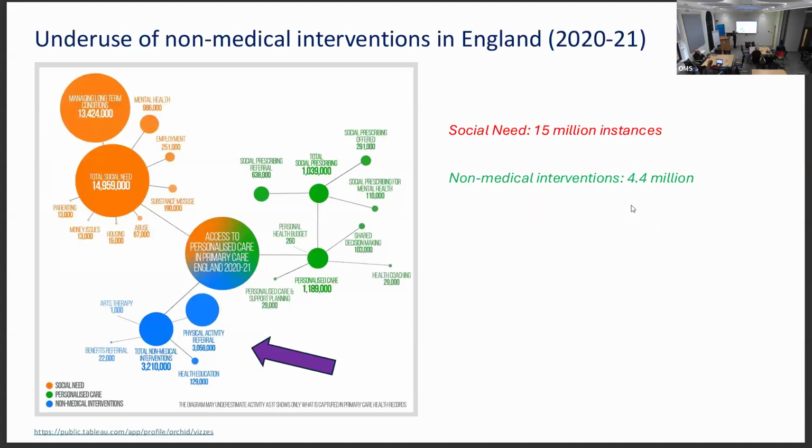So when we did this analysis looking at 2020 and 2021, we looked at social need. These are instances where a social prescription could be helpful. These are people presenting to primary care. There were 15 million instances of people presenting to GP practices with a social need that could have benefited from a social prescription. But there were only about 4.4 million actually given. So over threefold less. So these are missed opportunities to actually help people. And again, I take you back to the antidepressant stat.